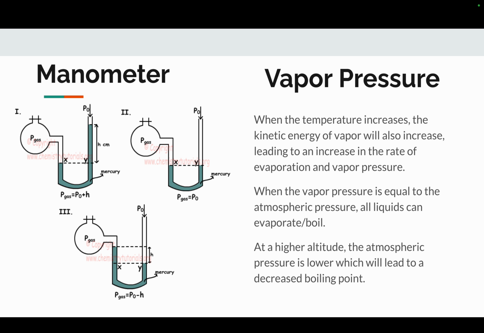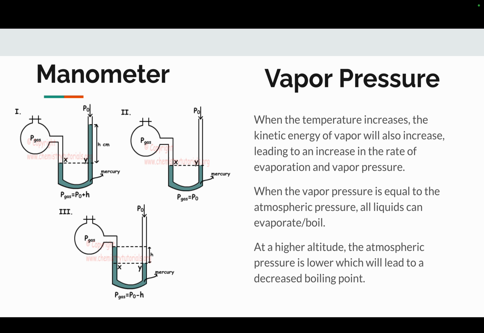Now, vapor pressure, I'm going to introduce this right now on this slide. When the temperature of a certain liquid increases, the kinetic energy of that vapor will also increase. And then from there, that will lead to evaporation and what we now call vapor pressure. Vapor pressure is essentially the gas molecules that come off of liquids and induce pressure on the environment.